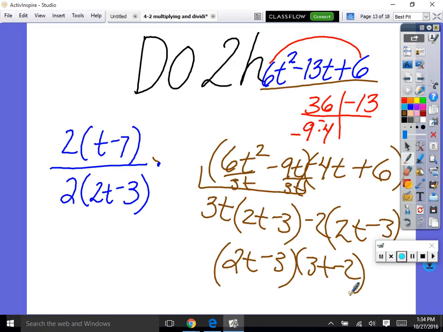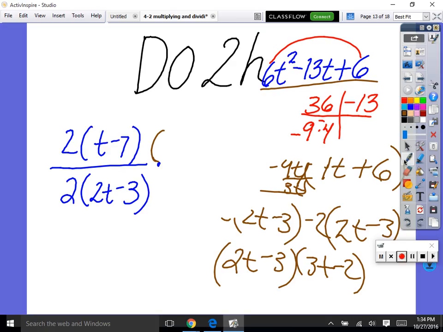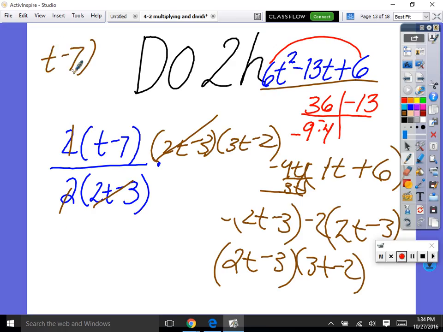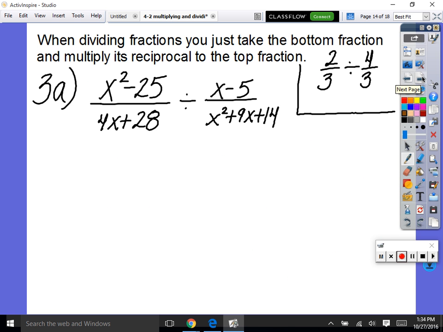We all good? We all agree? Okay, so now that was up here. Yikes. Okay, so 2t minus 3, 3t minus 2. So then now let's divide out exact factors. Ding, ding, that's it. Nope, 2, 2. So our answer is t minus 7 times 3t minus 2 all over 1. So that's our answer. Okay. Yeah, restricted values. Okay.